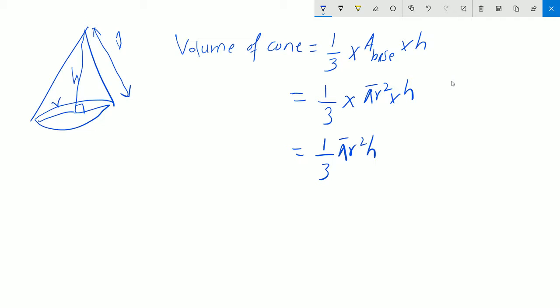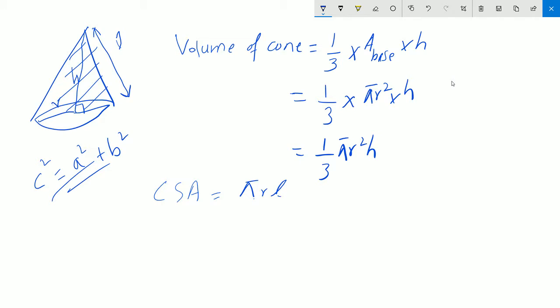So sometimes we don't have the value for h or r. So in that case, we're going to use the Pythagoras theorem, c squared equals a squared plus b squared, to find the missing values. Now, how do we calculate the curved surface area of a cone? For that, we have the formula: curved surface area of cone equals pi r L. So when we calculate the curved surface area, we're basically calculating only this area of the figure, excluding the circular base.